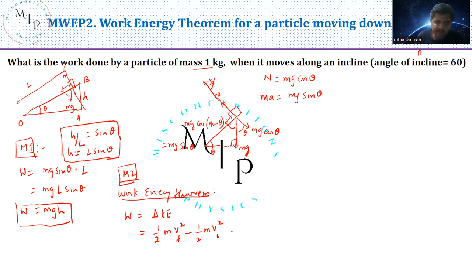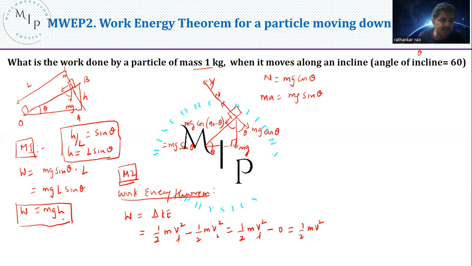Now what do I get here? Half m into, what is v final? That means the object is being dropped from here. It keeps on moving like this. When it reaches here, it acquires some velocity. This is your final velocity, which should be vf square. Vf square minus, what is half m vi square? There's no vi square at all, that is, vi becomes 0 here because it started from rest. So this is 0, and thus this became half m v square. Work done, I'm getting it as half mv square.